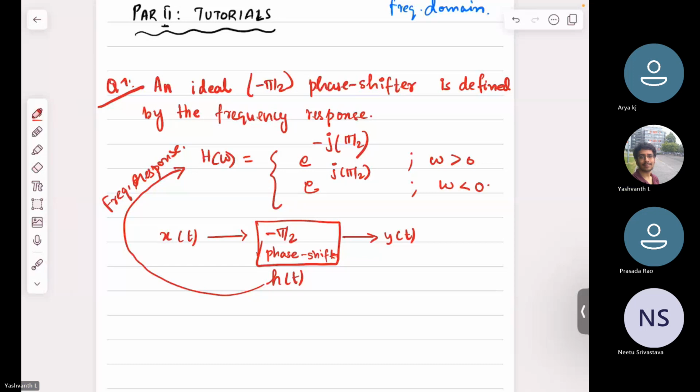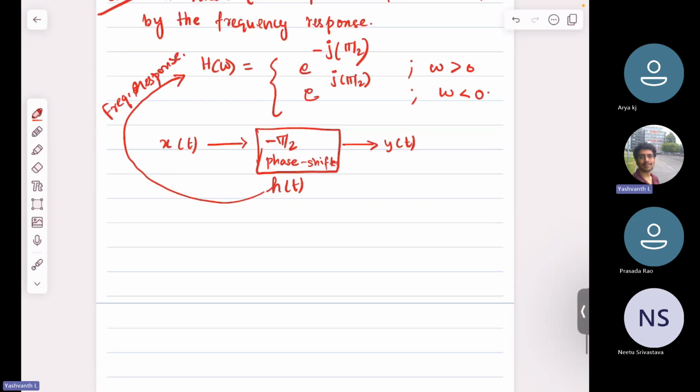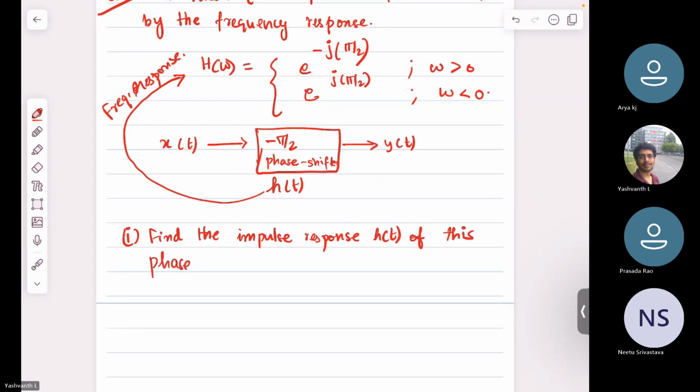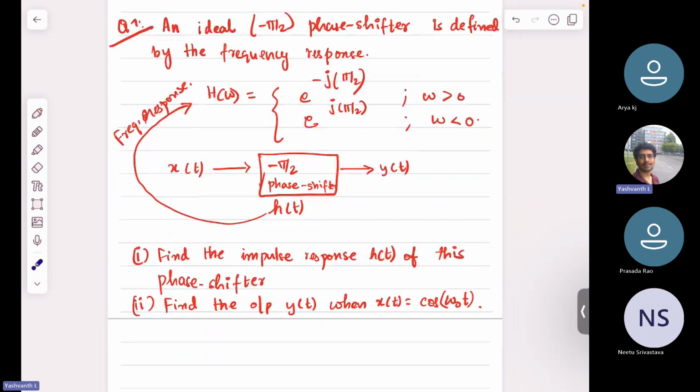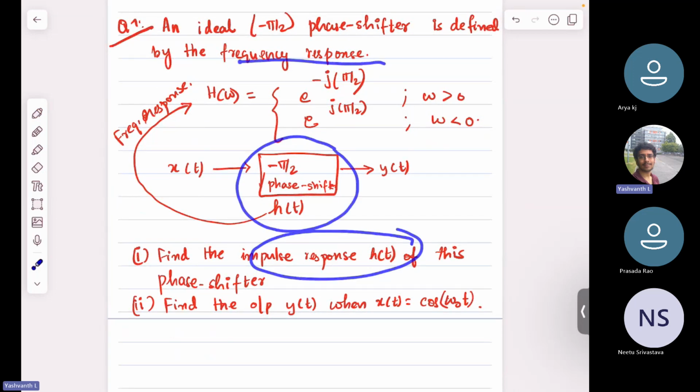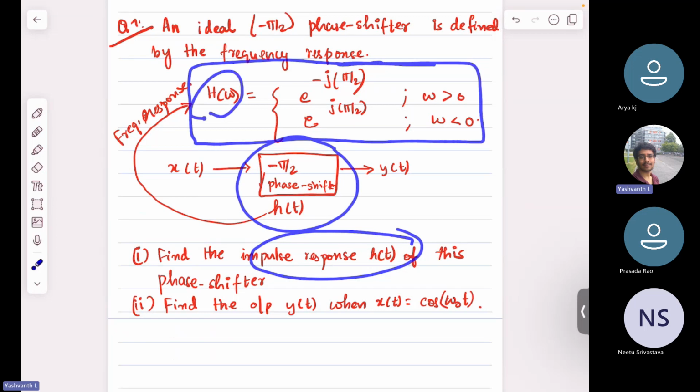Now the first question: find the impulse response h of t of this phase shifter. Number two, find the output y of t when x of t equal to cos omega naught t. So the question is, find the impulse response h of t of this system. In other words, I'm asking you, what is the inverse Fourier transform of h of omega?